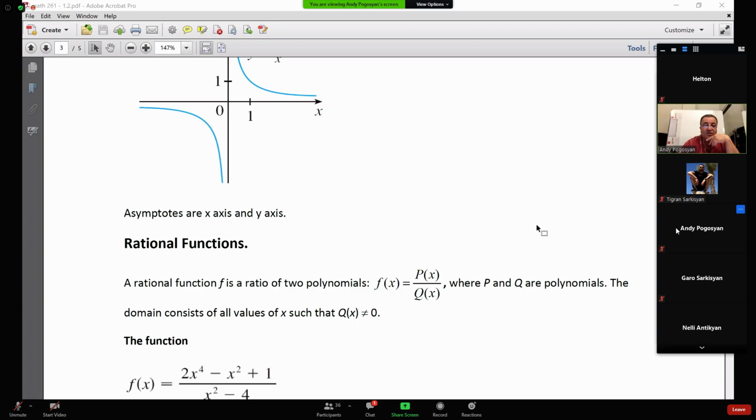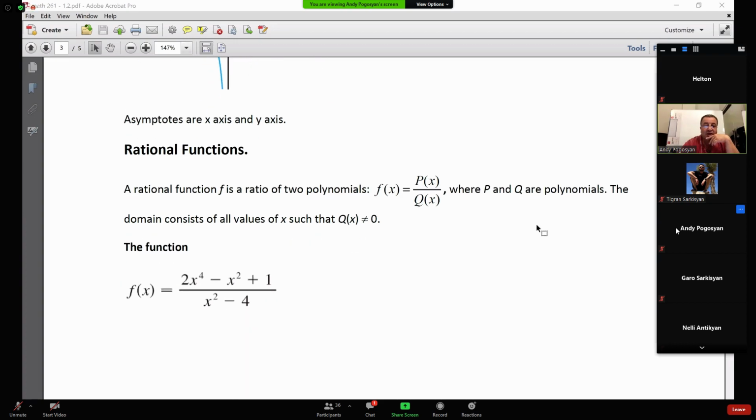Now, general rational function. Any function that can be put into the form f equals p over q, where p and q are polynomials and q is not equal to 0, is called a rational function. So the restriction on a rational function is that the denominator cannot be equal to 0. So q cannot be 0. Those points should be excluded from the domain of the function.